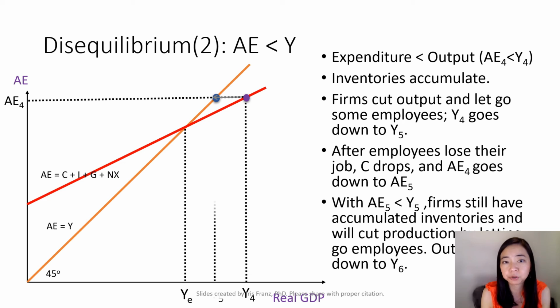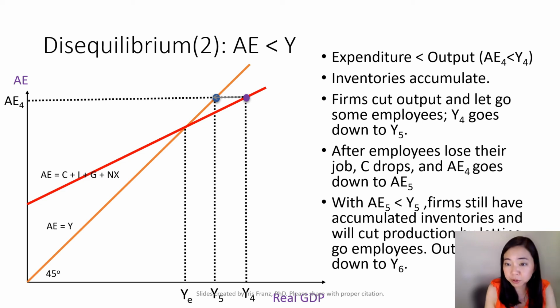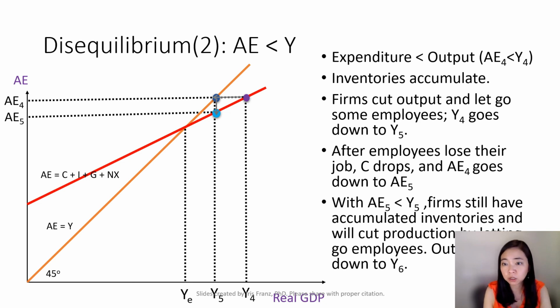When the output goes down, that means the firms must have let go several workers. Say, hey, I'm not producing that much, so you don't have to come to work from tomorrow. And therefore, these workers will have a smaller paycheck, and as a result, they are going to cut their consumption. So your aggregate expenditure is going to go down from AE4 to AE5.